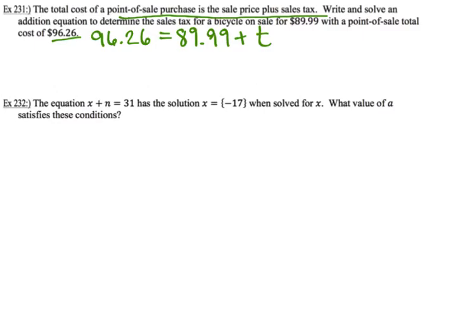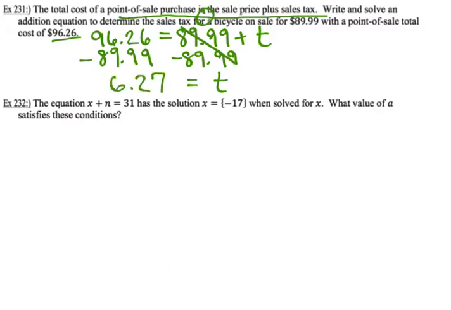Okay, now to get T by itself, we need to get rid of the $89.99. It needs to become a 0. We do that with a negative $89.99 on both sides. Right here, that is 0. So I get T by itself, and that equals 6.27. So this one, since it's a situation problem, I want to answer it as though it was just a regular question. So it would be $6.27 tax as the answer.